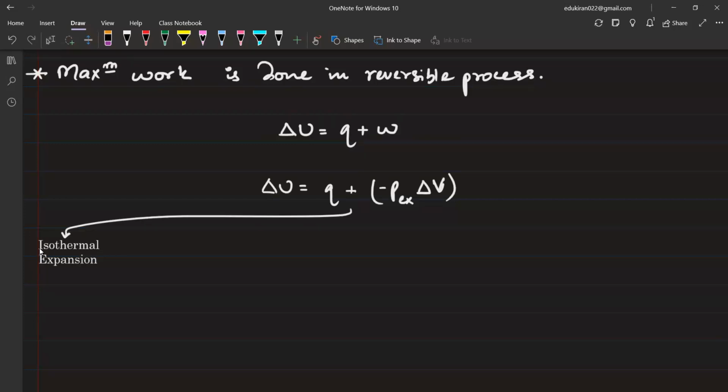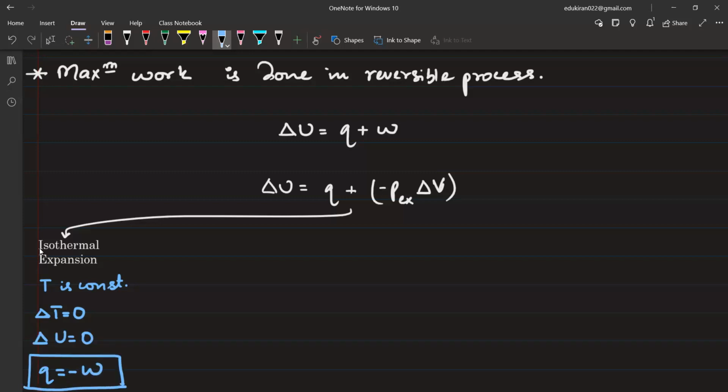We have isothermal expansion. What happens in isothermal expansion? First of all, isothermal, that means T is constant. Another thing, that means delta T हम zero बोल सकते हैं. Temperature change is zero. Delta U, it is also equal to what? Zero. And the important thing, the most important thing, Q, it is equal to minus of W. Then we can have another process.